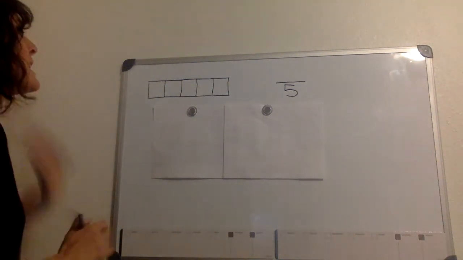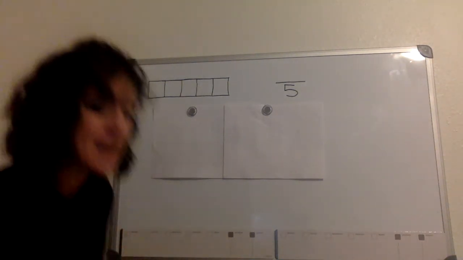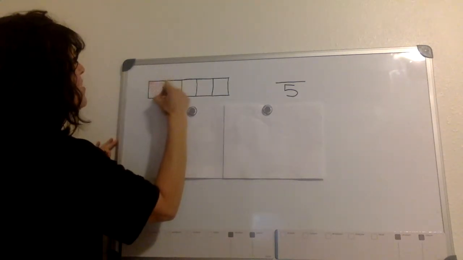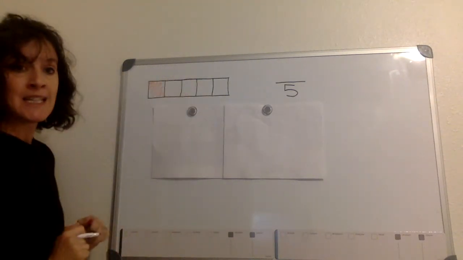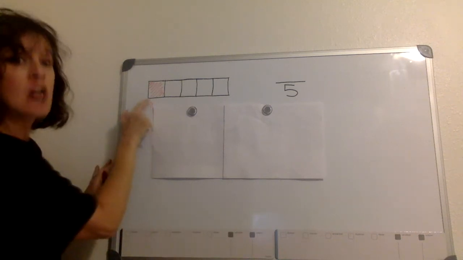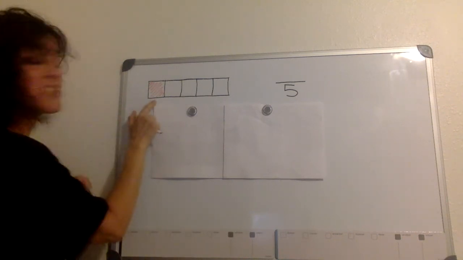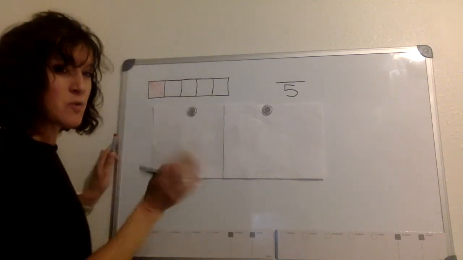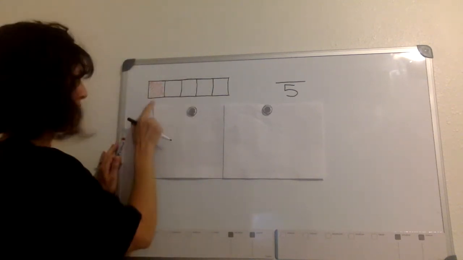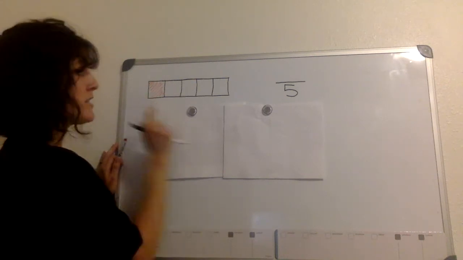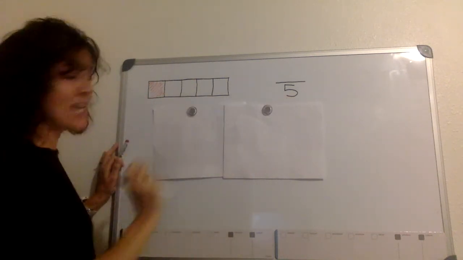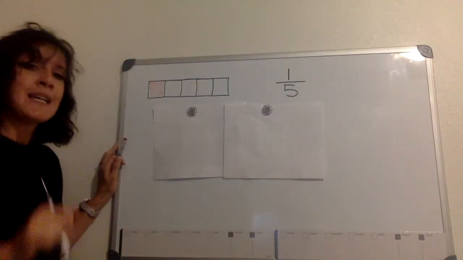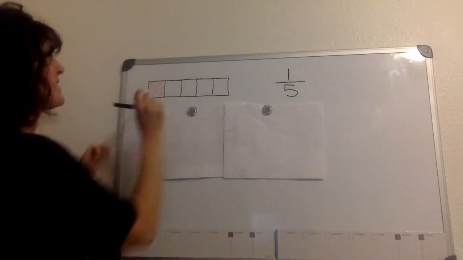Now, what happens if I shade that in? How many parts are shaded? Well, that's just one part. All right, and I know this is review for most of you, so we've done this before, but let's just go over it. So this is just one part out of 5 that is shaded. So 1/5 is shaded.